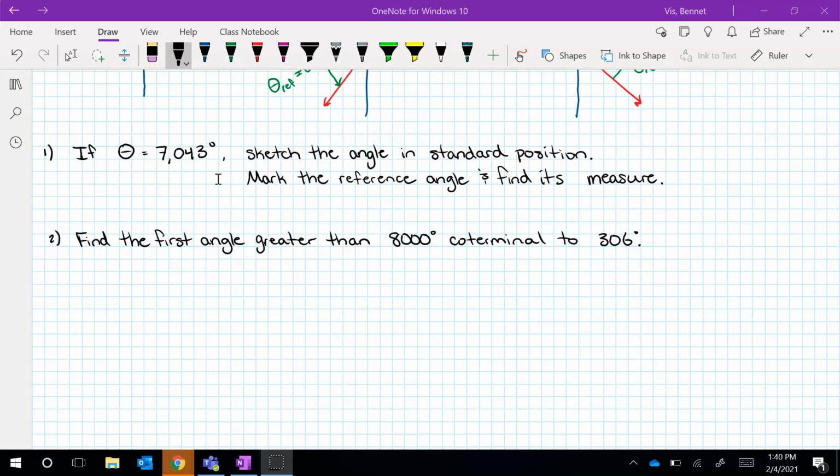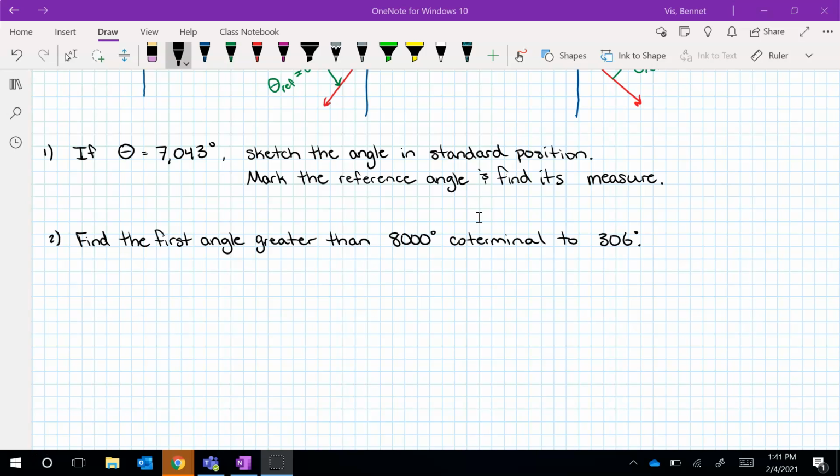What is a coterminal angle maybe between 0 and 360 that would give you some kind of marker for where it should be, and how could you figure that out mathematically? And then mark the reference angle and find its measure. So that's one question I'd like you to work on a little bit. Second question, find the first angle more than 8,000 degrees, coterminal to 306 degrees.